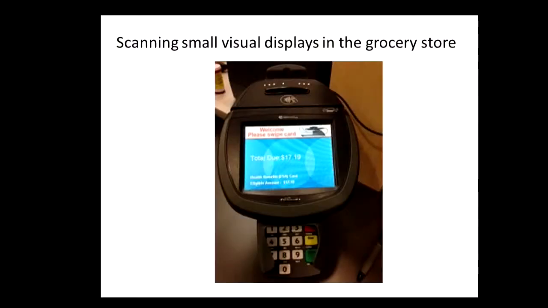Scanning small visual displays, for example, in the grocery store, is another very common thing that students see. They frequently are with their parents when something's being purchased, and the point of sale machine, that credit card reader, can be challenging with varying print size and low contrast that makes it hard to read.